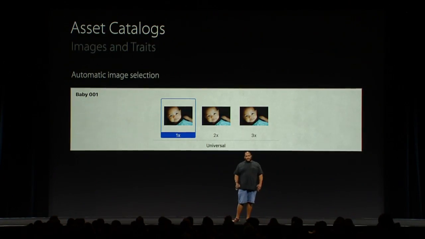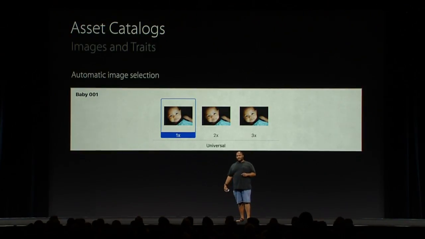Asset catalogs allow you to adapt images automatically based on the trait environment that they're displayed in. And here's a small example of it. We've got our picture of baby Sophia here, and we have 1, 2, and 3x versions of that image, so that whether you're on an iPad 2 or an iPhone 6s Plus, you can get the best possible image for the resolution of the device.